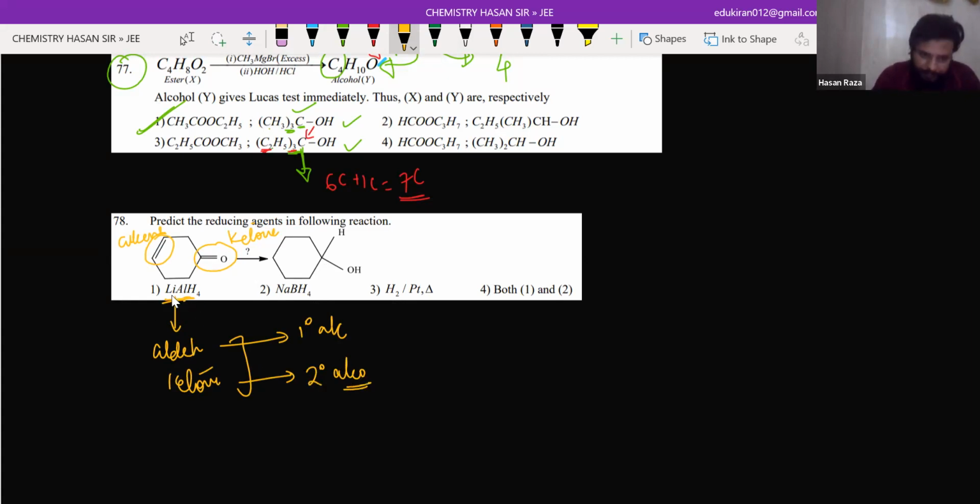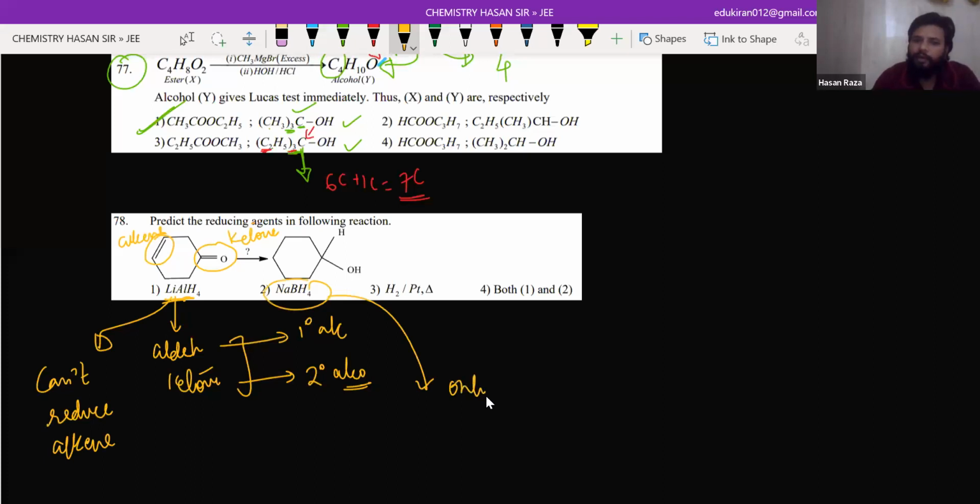But LiAlH4 cannot reduce alkene. NaBH4 can reduce only aldehyde and ketone, not the double bond. That means only one is left.